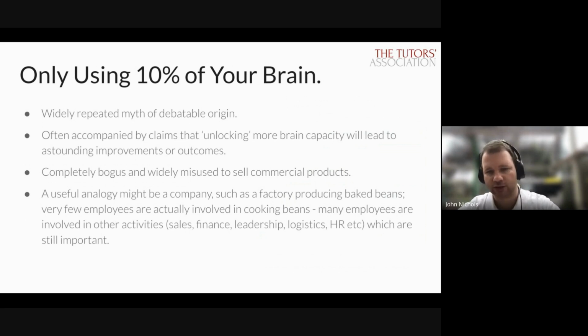They either drive trucks to deliver the ingredients. They are engineers that maintain machines. They are people that work in HR. They're people that work in the executive team, the executive team's assistants, finance, all the other people that are involved in a company to produce anything. The number of people that are actually making baked beans probably is only about 10% or probably even less. And this is much more similar to how the brain actually works.